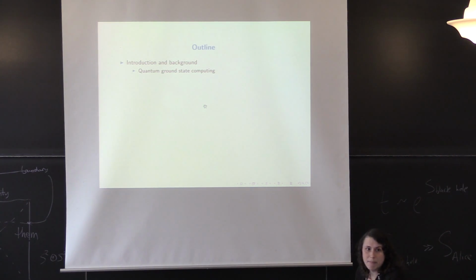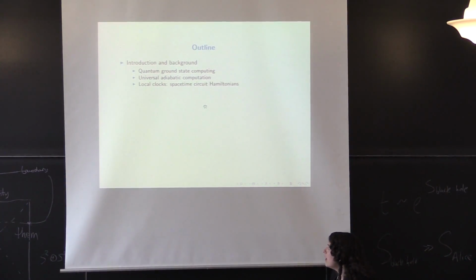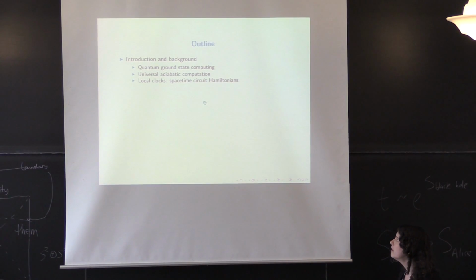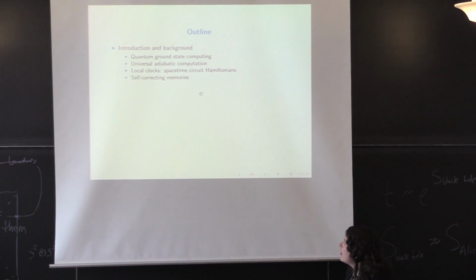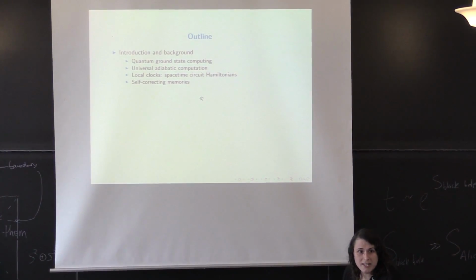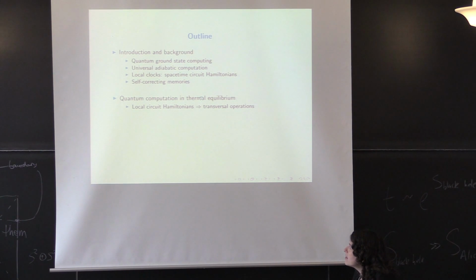So there's a lot of background to explain this. First I'll tell you about quantum ground state computing and the standard results on universal adiabatic computation. And then we have to describe something where you don't have a global time register, but you assign a clock register to each of the individual qubits in your computation. That was worked out. And then we'll talk about self-correcting memories in the classical and quantum case. And then I'll start telling you about some of the new stuff.